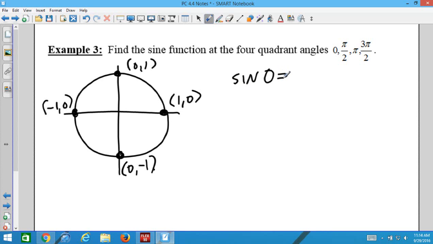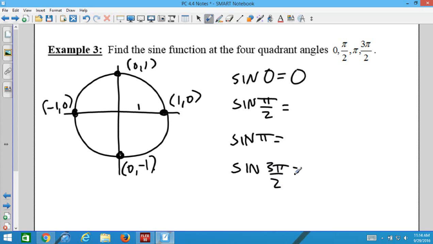So go to 0, and what's the formula for sine? It's y over r, but what's my radius for this? 1. The radius is already 1. So 1 over 1 is, just kidding, that's not. That's 0. 0 over 1. So it's 0. Okay. I'm just writing the other ones down.